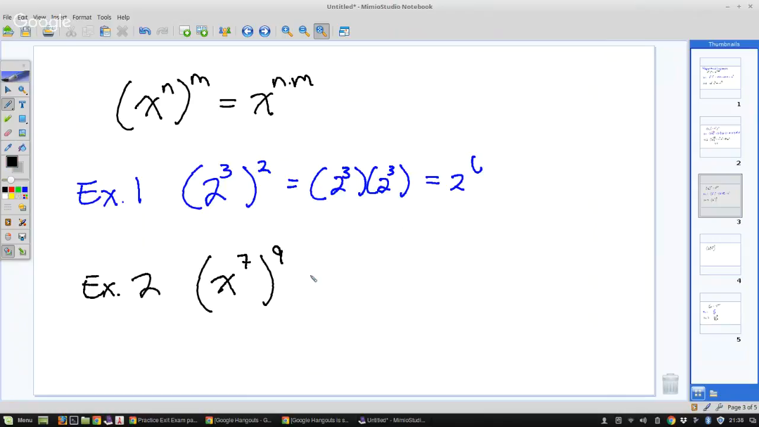For this one down here, I can just notice that I have a power to a power, so I can multiply the powers. 7 times 9 is 63. So that should be equal to x to the 63rd power.